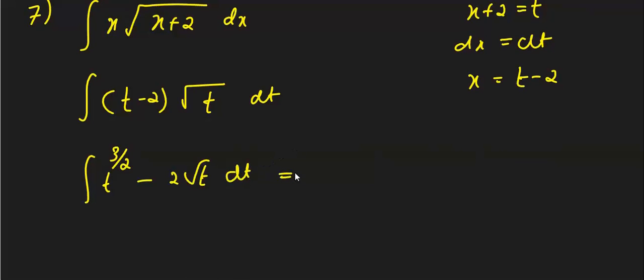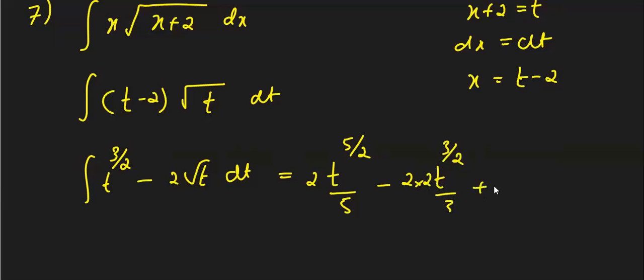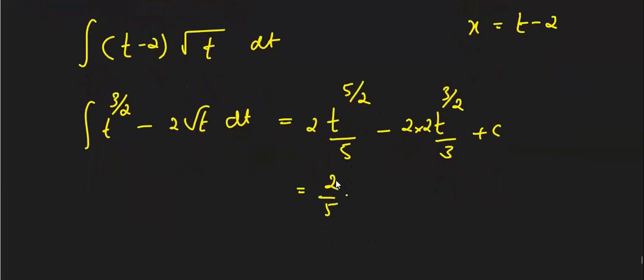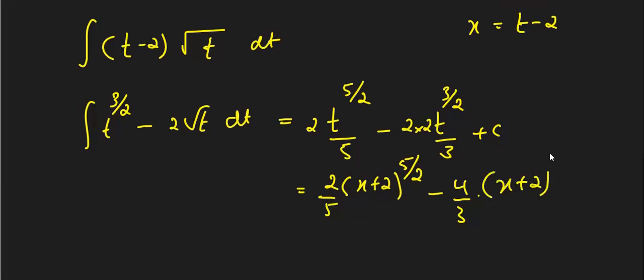So this can be integrated easily, that is t to the power 3 by 2 plus 1, that is 5 by 2, divided by 5 by 2, minus 2 times, this is root t, means t to the power half. So t to the power half plus 1, that is 3 by 2, divided by 3 by 2 plus c. Simplify all together, we'll get 2 by 5 times t. What is t? x plus 2. So 2 by 5 times x plus 2 to the power 5 by 2 minus 4 by 3 times again t, t is now x plus 2, to the power 3 by 2 plus c. So this is the answer.